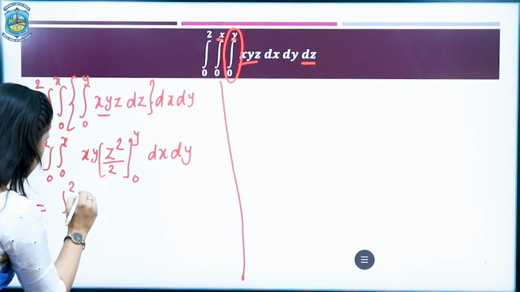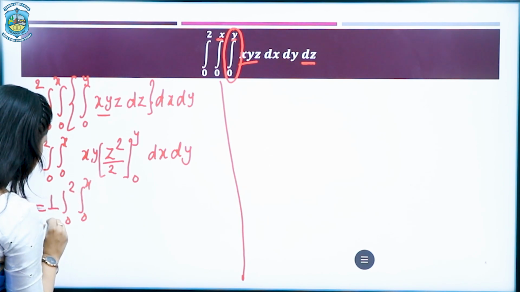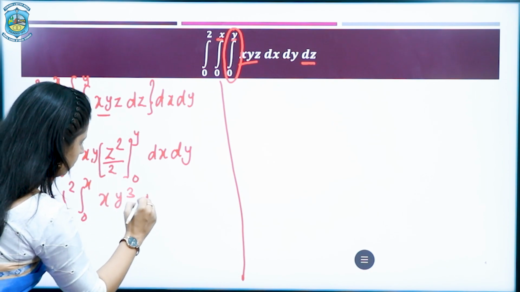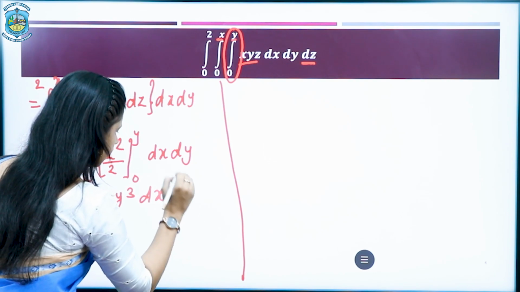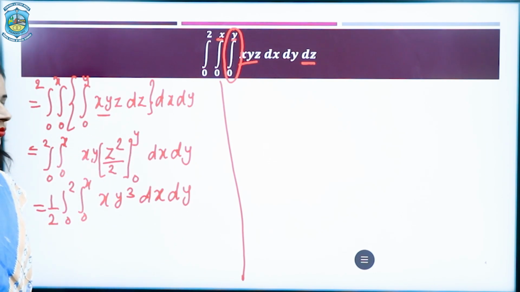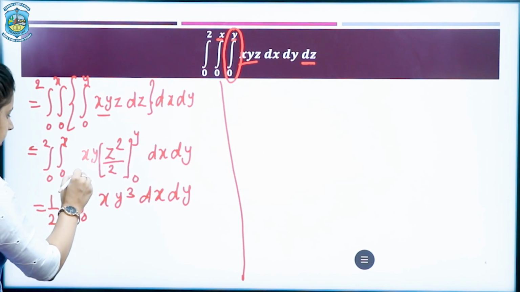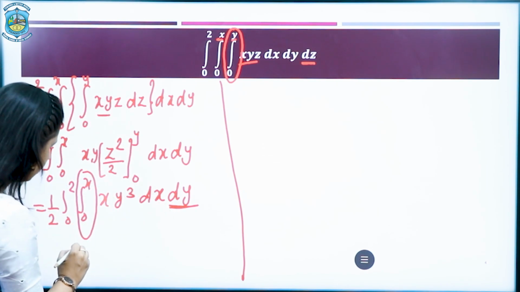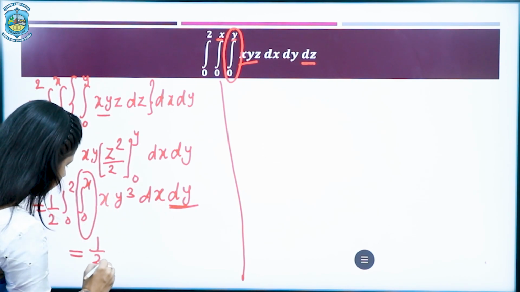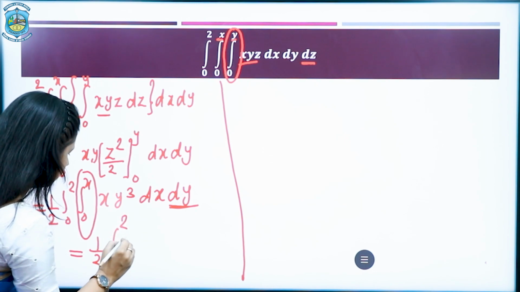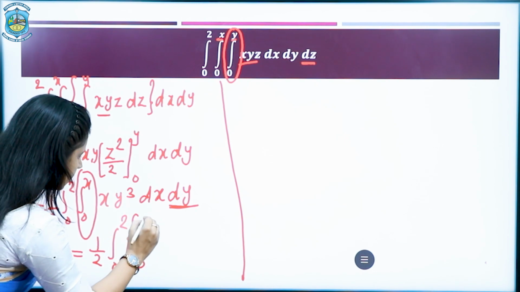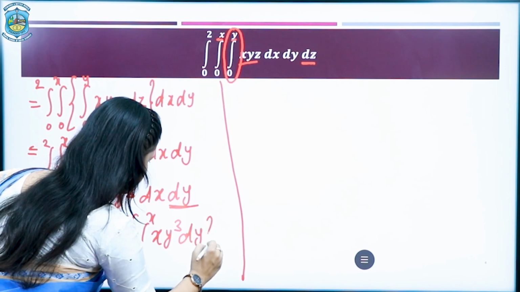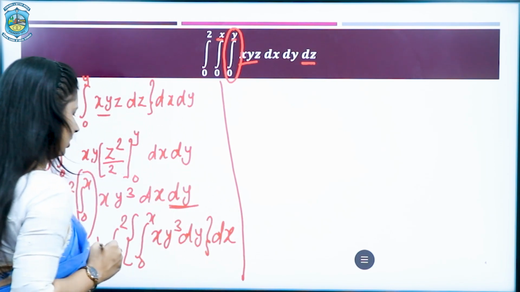So, 0 to 2, 0 to x, this 1 by 2 outside the integral, and here we will get x, y cube, integration with respect to x and y. Now, to this function we will integrate for this limit 0 to x with respect to y. So, to this integral we can write 1 by 2, 0 to 2, integration 0 to x for this function x, y cube, first with respect to y, then with respect to x.